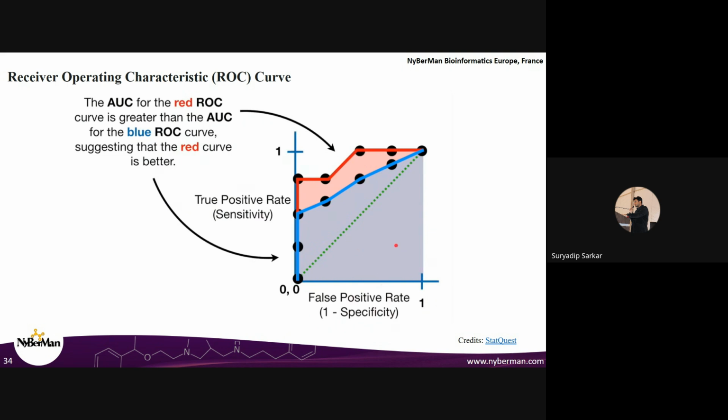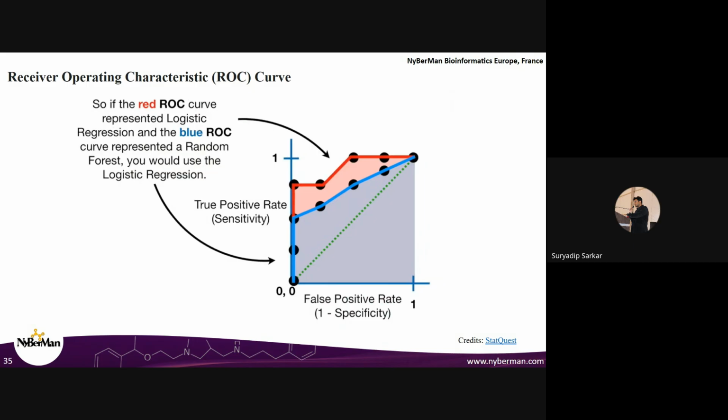Now suppose we are trying out different models. Suppose this red one is with respect to logistic regression, and this blue one is with respect to a decision tree. We can clearly see that the area under the curve for logistic regression is much higher than the area under the curve for the decision tree, which is blue, right? So this basically tells us that the red curve is much better. So if the red curve represents logistic regression and the blue curve represents random forest, we would use logistic regression for our classification.